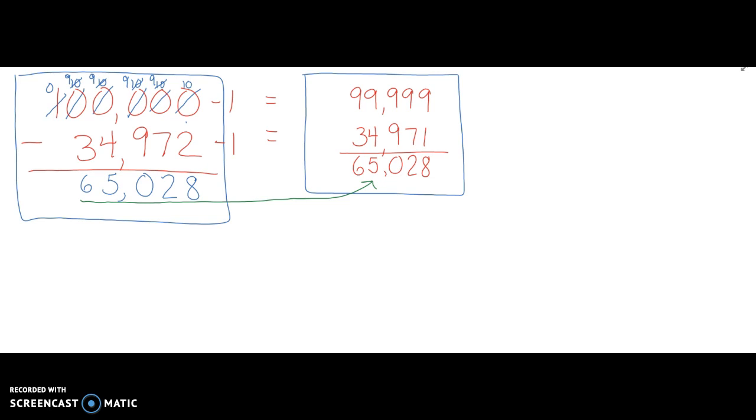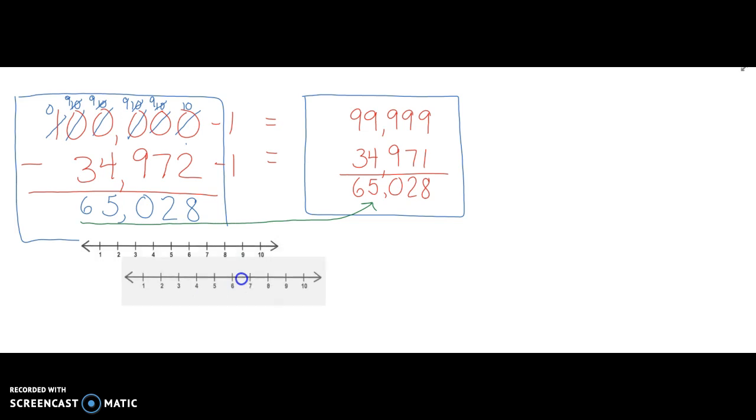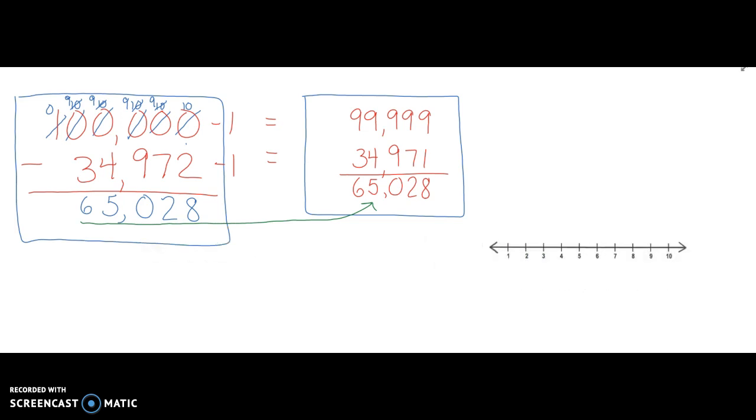Now, how does that work? Well, let me add a number line here, if I can. Let me bring it over here where we can see it. And let's try to understand what we are doing when we subtract 1 from each number, so we can see how this works. We need to understand how it works.